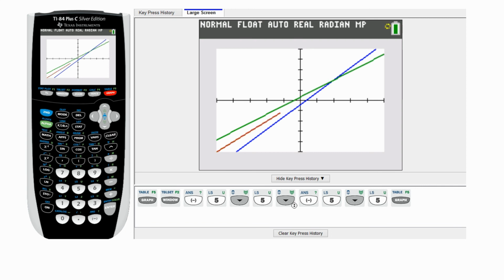Now it's a little easier to see my three functions, and we can see that my green line is a reflection of my blue line over my y equals x red line.